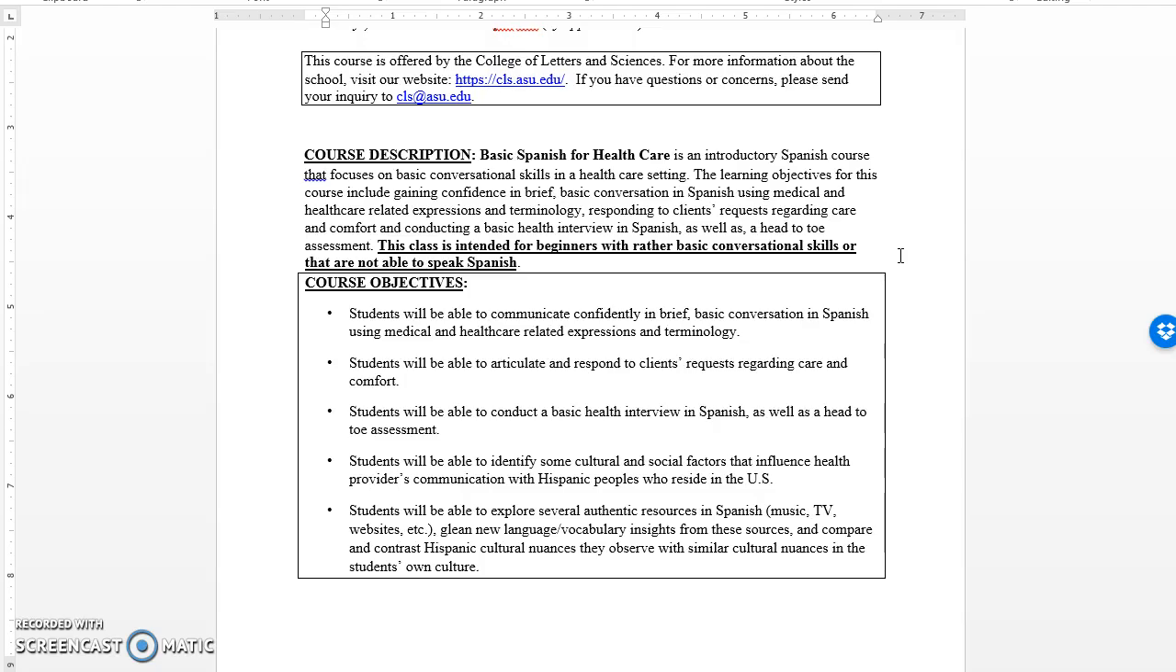You will be able to identify some cultural and social factors that influence health providers' communication with Hispanic peoples who reside in the U.S. And you will explore several authentic resources in Spanish, such as music, television, the internet, different websites, in order to glean new language and vocabulary insights, and also to compare and contrast Hispanic cultural nuances with similar cultural nuances in your own culture. Okay?